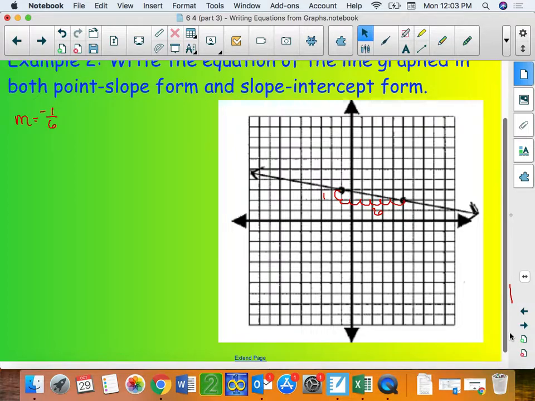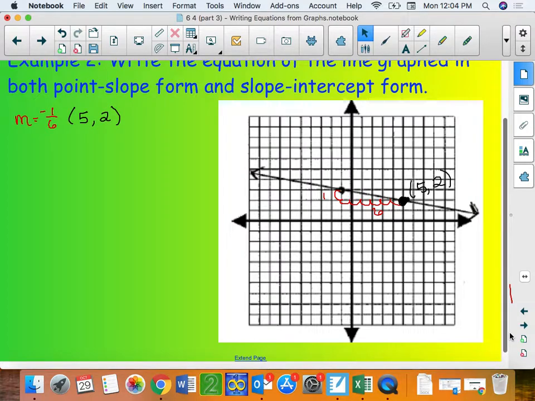And then I need to use a point, so I'm going to use this point. Anytime there's a point in the first quadrant, I'm going to use it because I love positive numbers. So the x value of that point is the number 5, and the y value is 2. So we're going to use the point 5, comma 2.